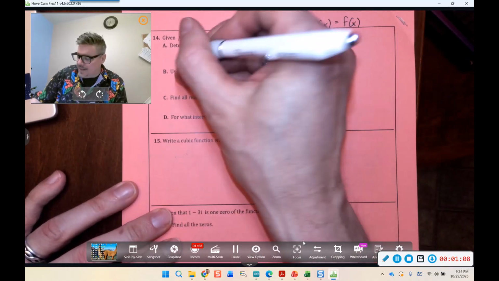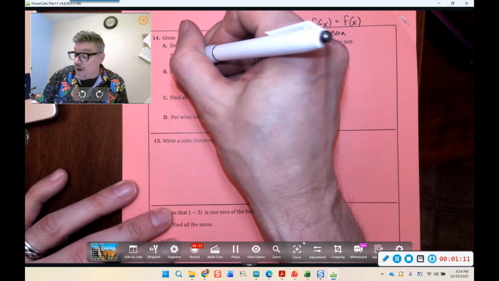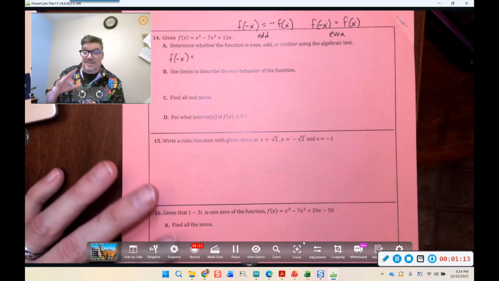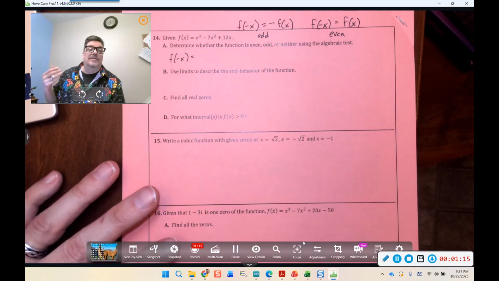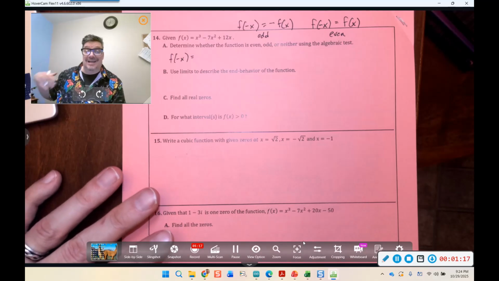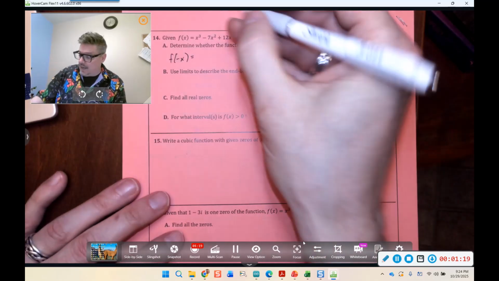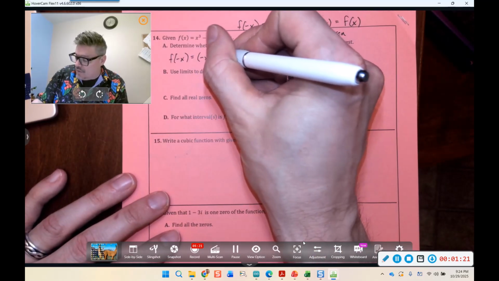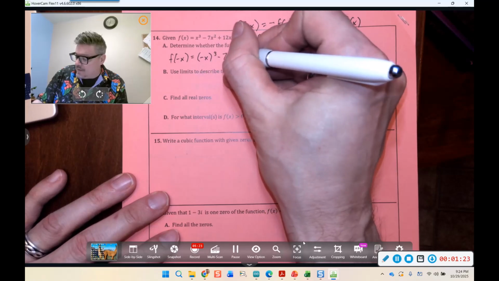So what we've got to do is test this. We've got to plug in, and you can probably already tell that it's not going to be an odd or even function, that this is a neither, but you've got to show it. So this is what you've got to show. Just show it.